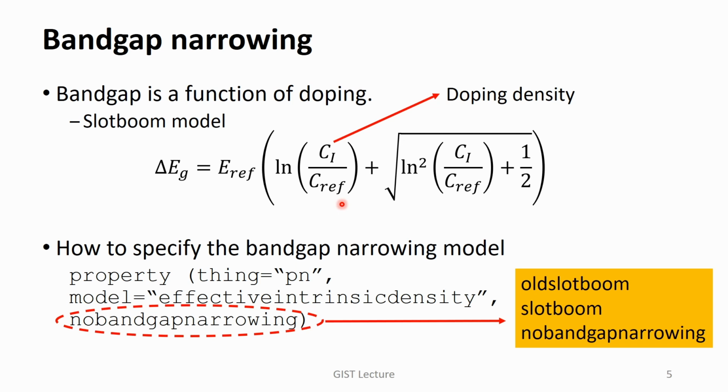In order to specify the bandgap narrowing model, your model name should be effective intrinsic density, all small letters and no space. Available arguments are old Slotboom, and no bandgap narrowing.